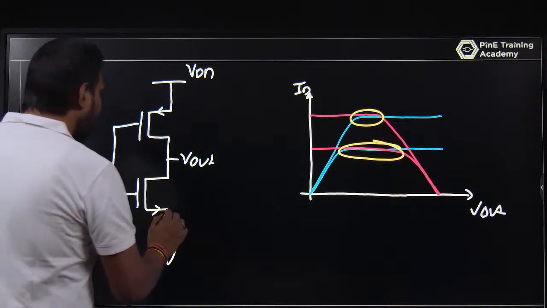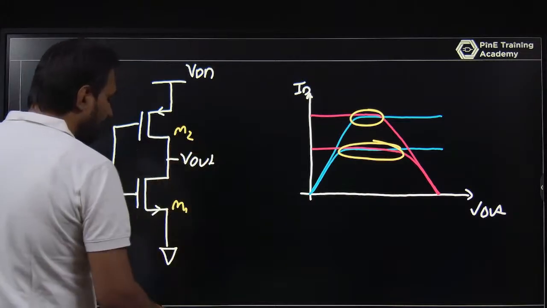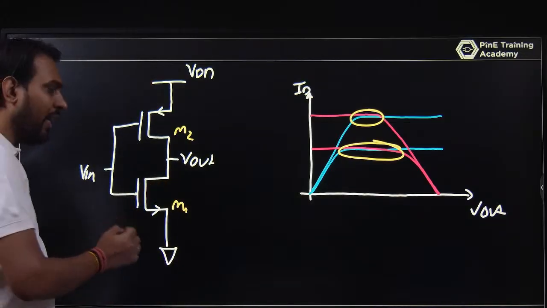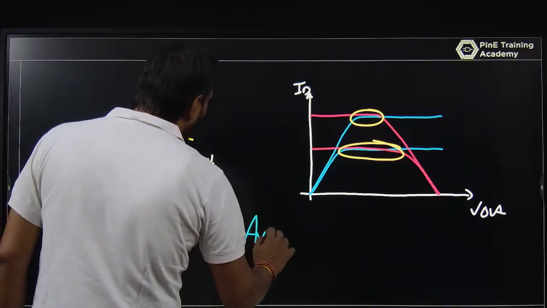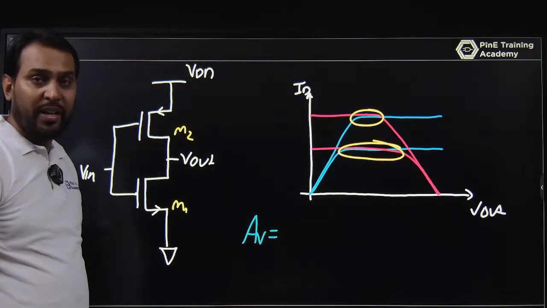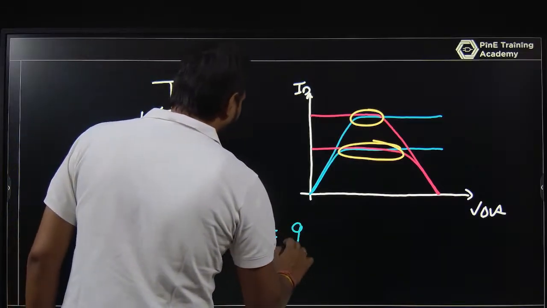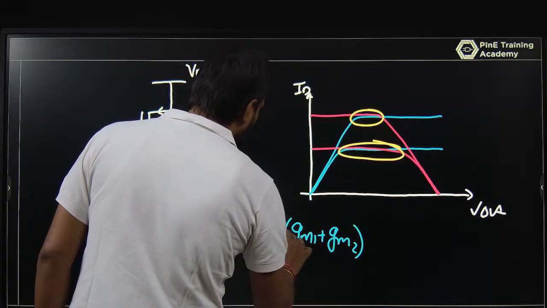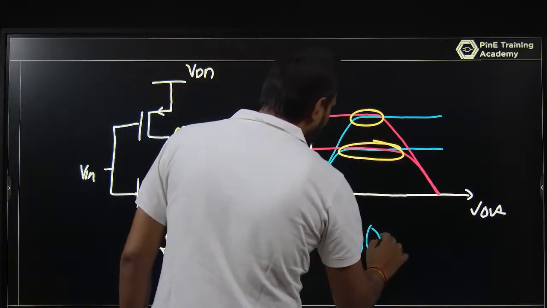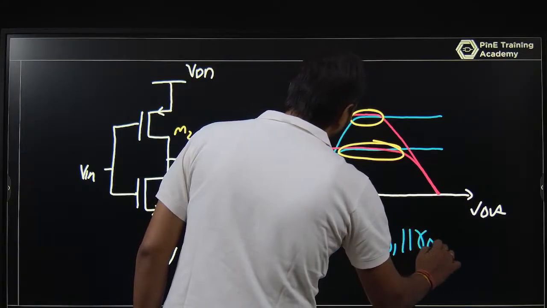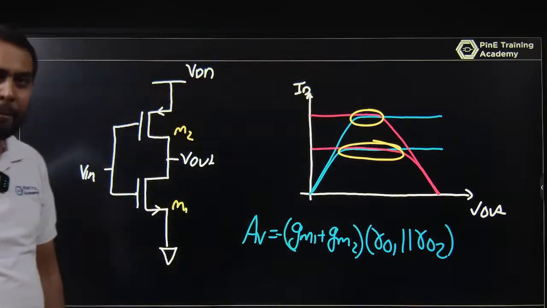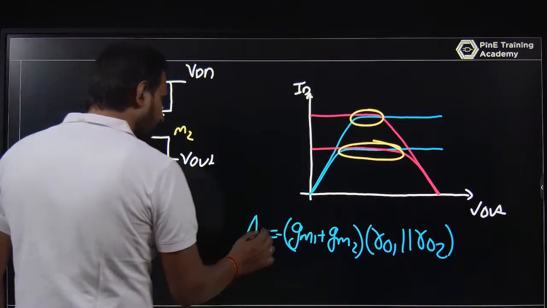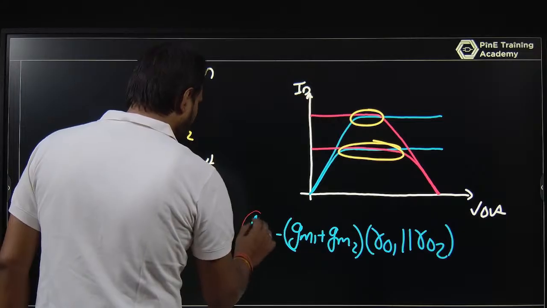Let this be M1 and this be M2. Make a small signal model and determine it. This is your assignment also. What is the gain? Let this be gm1 plus gm2. Of course, this will be minus of (gm1 plus gm2) times (ro1 parallel ro2). Just check it. Just determine what the gain will be.